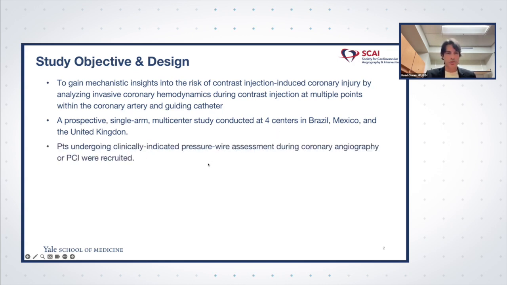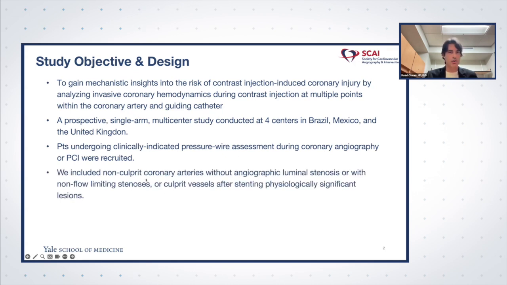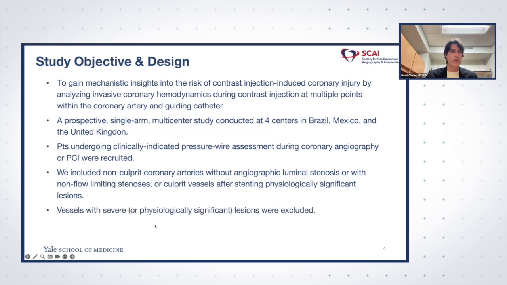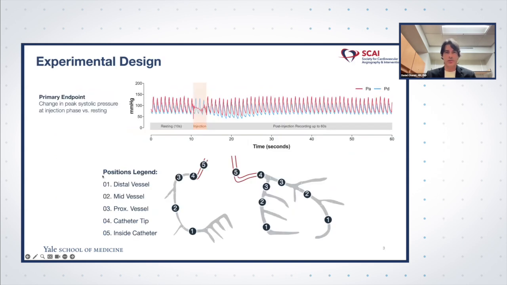We recruited patients that were clinically indicated for pressure wire assessment during either a coronary angiography or a PCI. We included only non-culprit coronary arteries without any angiographic luminal stenosis, or if there was any stenosis, that was a non-flow limiting stenosis according to the physiological assessment, or after stenting culprit lesions and not leaving any physiologically significant lesion behind. We excluded severe lesions or physiologically significant lesions. So that's the experimental design, very simple.